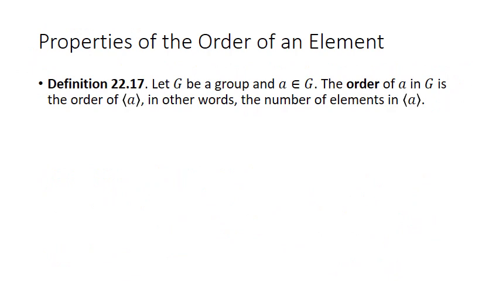So next we're going to talk about the properties of the order of an element. So here we have definition 22.17. Let G be a group and let a be an element of G. The order of the element a in G is the order of angle bracket a. In other words, that's just the number of elements that are in angle bracket a. So basically what you do, you just take all the powers of a that exist, and you just count how many there are, and that's the order of a.